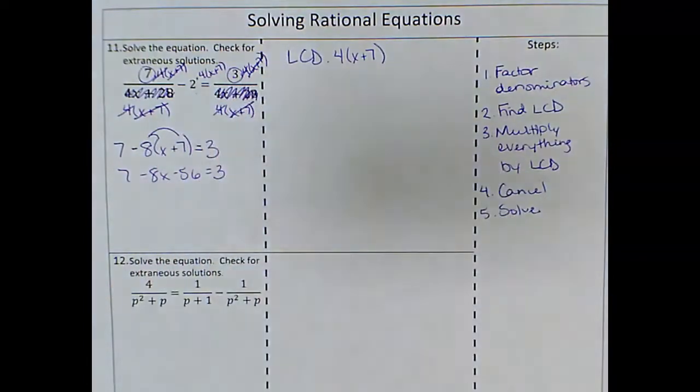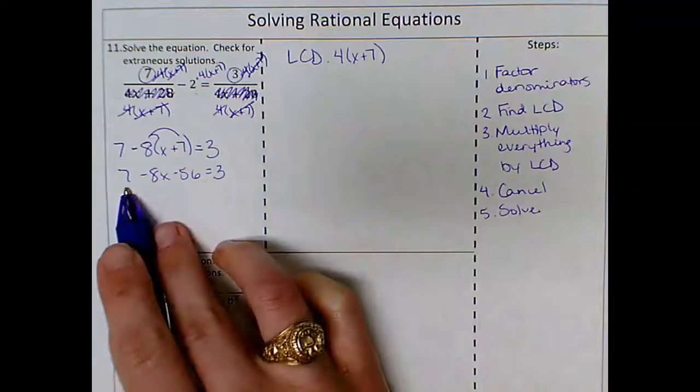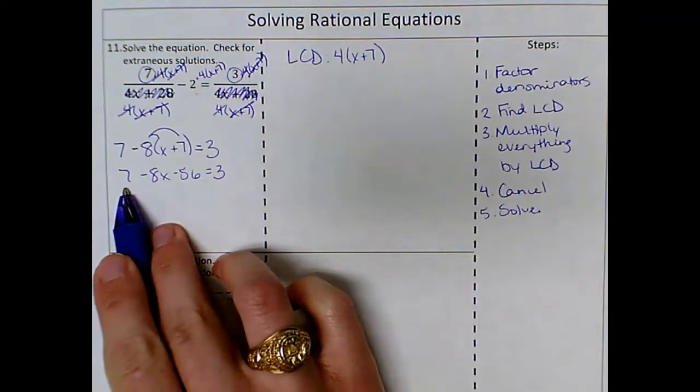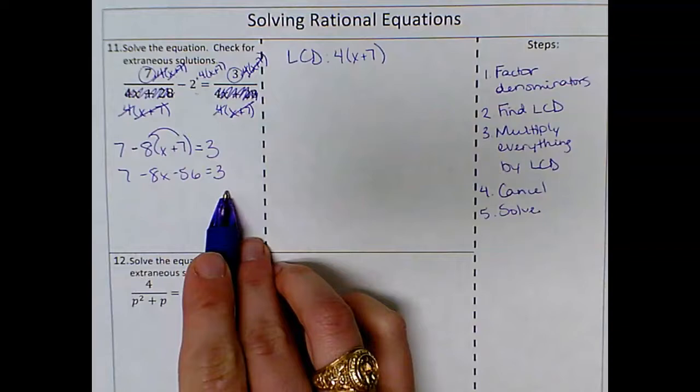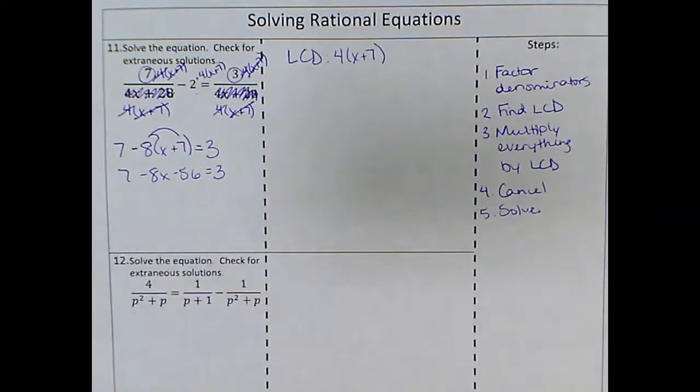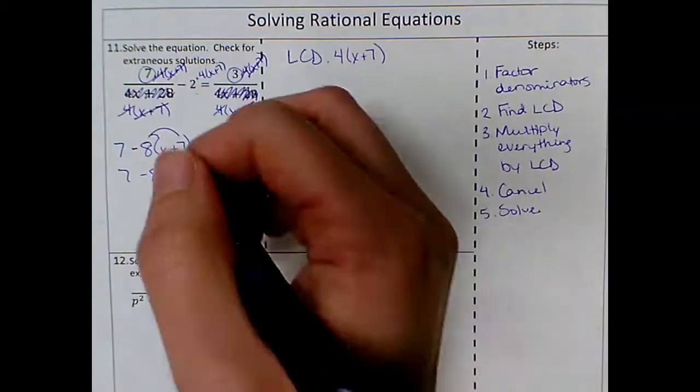We want to combine our like terms. Now a lot of students here want to subtract 7 and subtract 7. You only do inverse operations when you're moving something to the other side of the equation. But here I'm just combining the 7 and the negative 56 on the right side. So I'm just going to combine them. 7 minus 56 is negative 49.